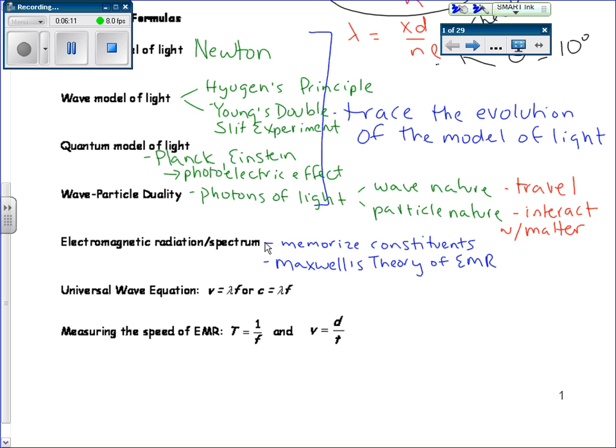Included in that, part of that is the universal wave equation that just says the velocity of a wave is equal to the wavelength times the frequency. And this is for waves, this one. And when you're talking specifically about EMR, you use c is equal to lambda times f.